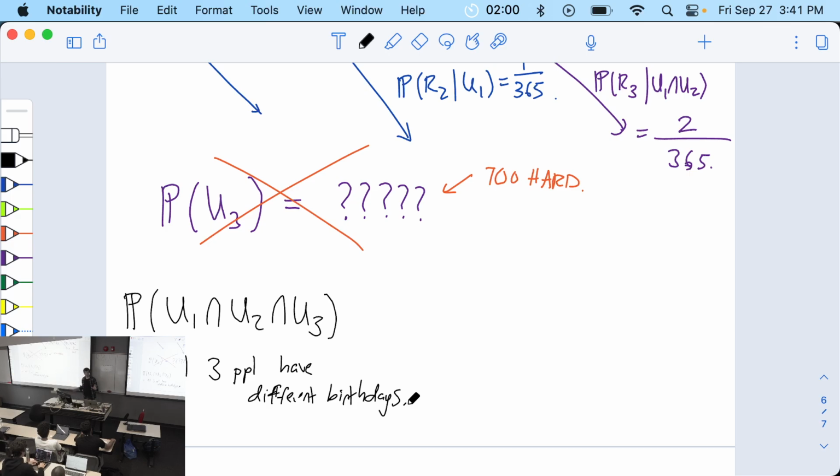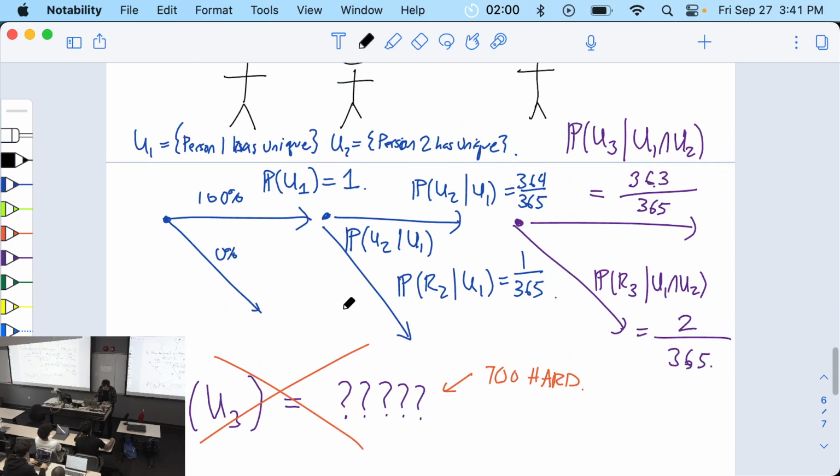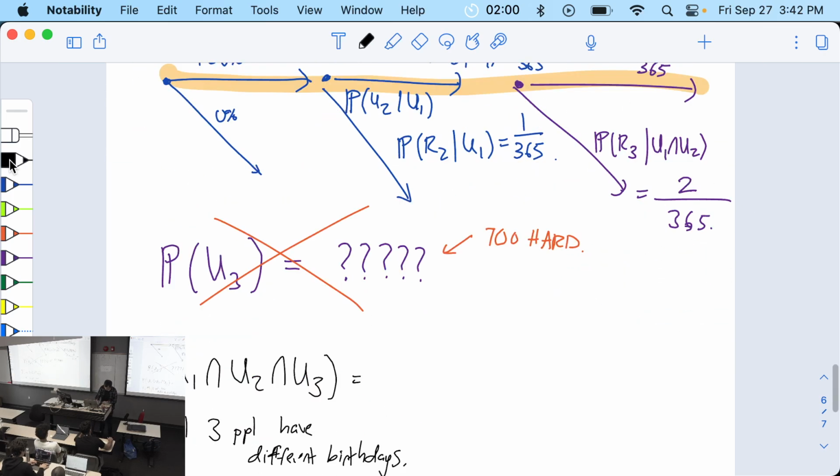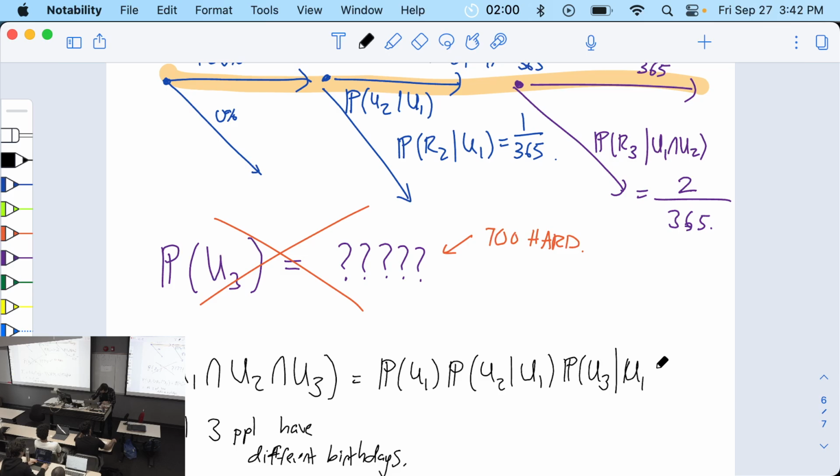Everybody has a different birthday. By our probability tree, that is exactly this nice path over here. U1, U2, U3, they're exactly in order. We're going to multiply them all. That's the rule that we developed. So this is the probability of U1 times the probability of U2 given U1 times the probability of U3 given U1 and U2. It's exactly going along the top of the path.